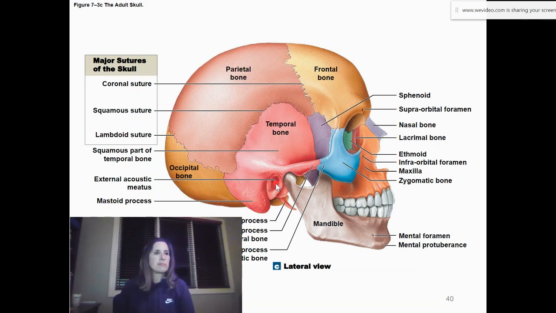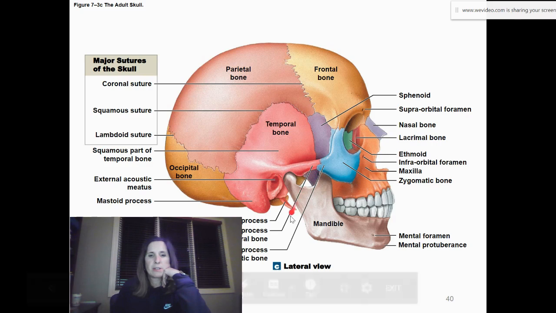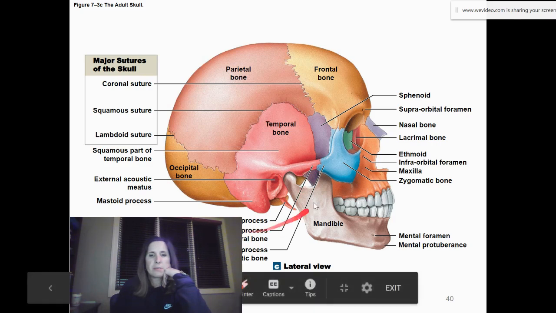Okay, so let's take a look. Here's your temporal bone, right here. Let's see what you have to know. Now I'm going to point something out. Kids have a hard time with this. Here is your zygomatic process, this right here. You can see it goes to here.